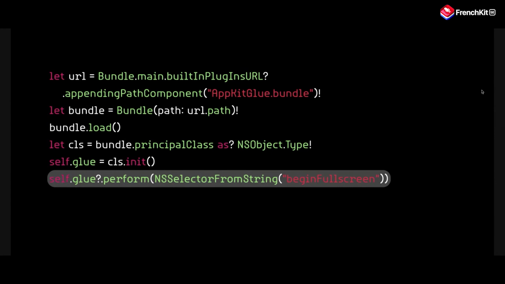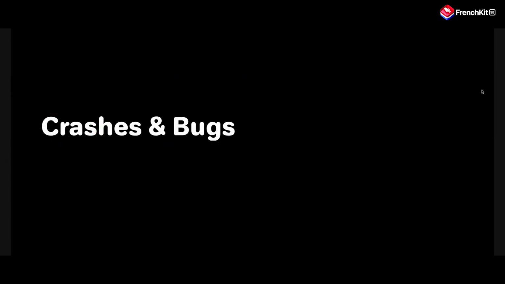Also, quick note, when you do that, you might run into memory issues. So read the documentation for perform selector carefully. And that way I can call code on that and it works. Now, my actual implementation is a bit better than this, but this is the gist of how you do it. Which brings me to the Catalyst crashes and bugs.